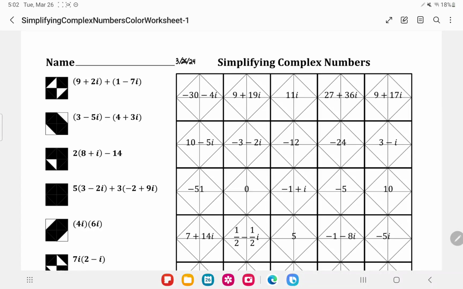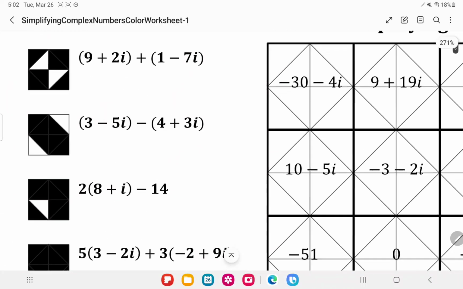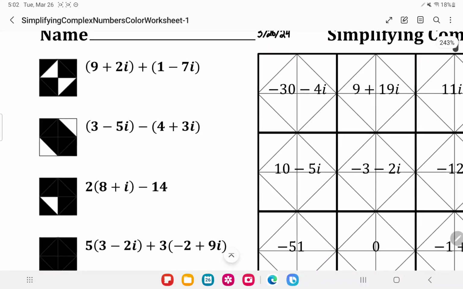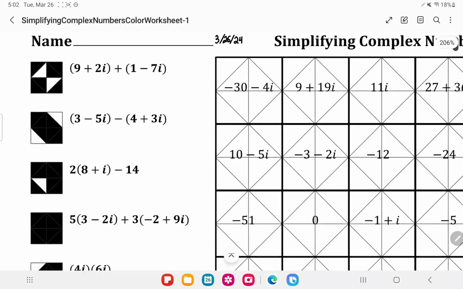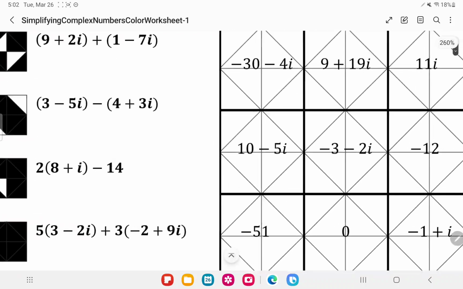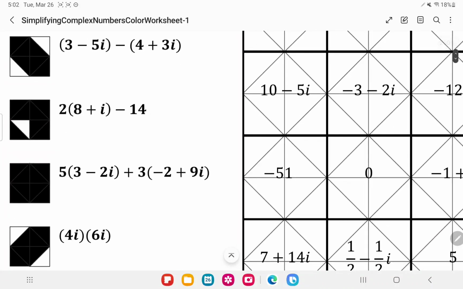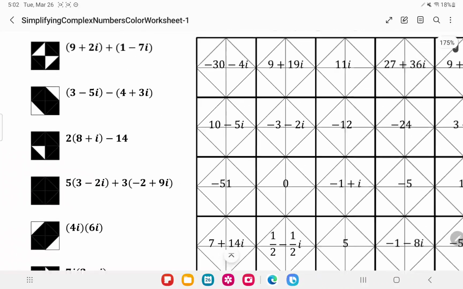All right, guys. So today we're going to go over simplifying complex numbers in different ways. The first one is going to be pretty easy, and this is how we worked on the ones in class. So if you were not in class, this is how you're going to be working this type of problem.